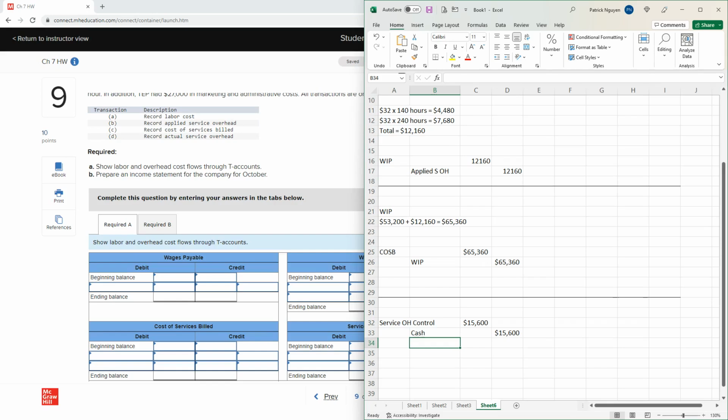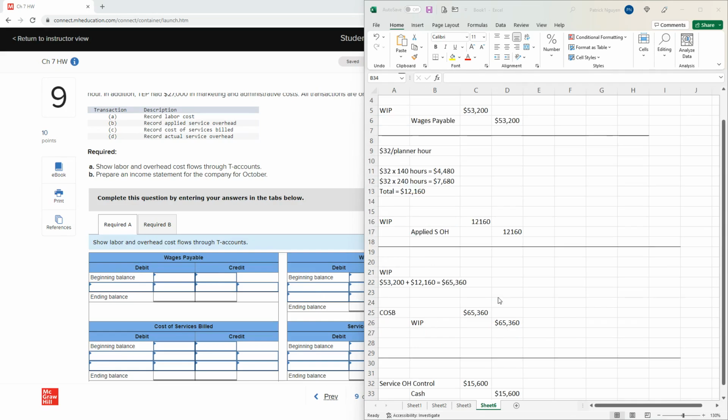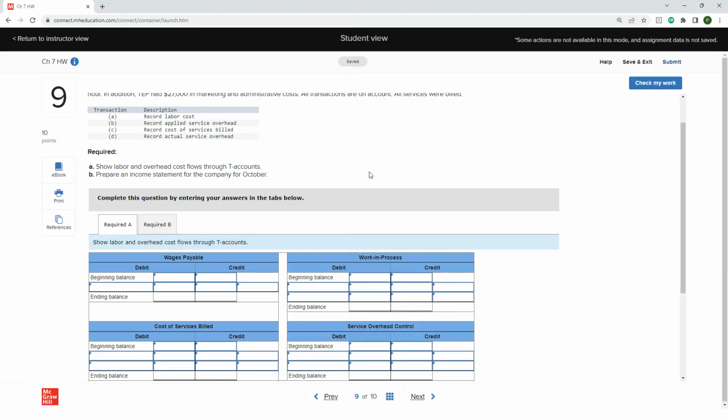The first entry was work in process debited by $53,200 and then credit wages payable by the same amount. So we'll start with our wages payable T account. It doesn't give us a beginning balance, so we'll assume that's 0. We'll have a credit here for $53,200. Then our work in process, we're going to have a debit of $53,200.